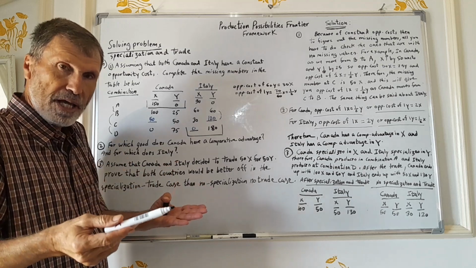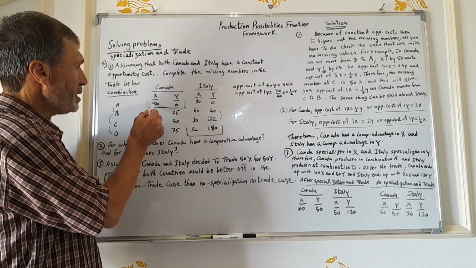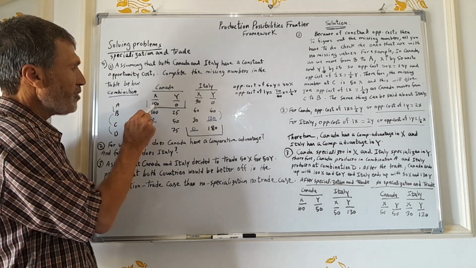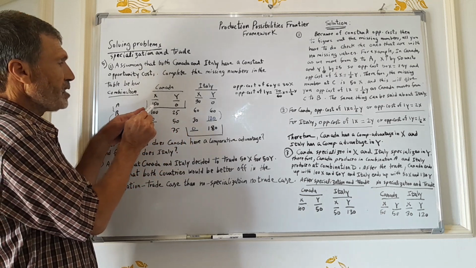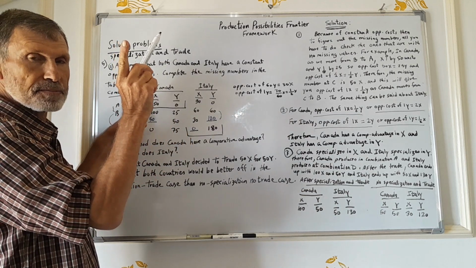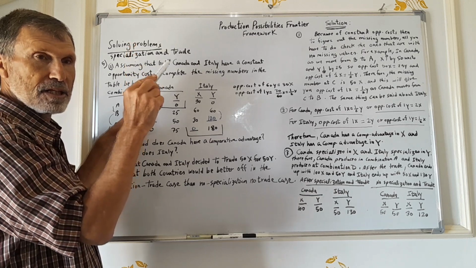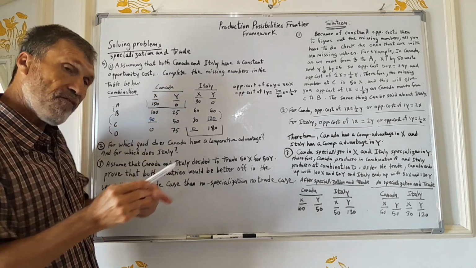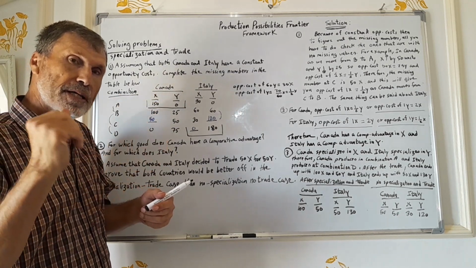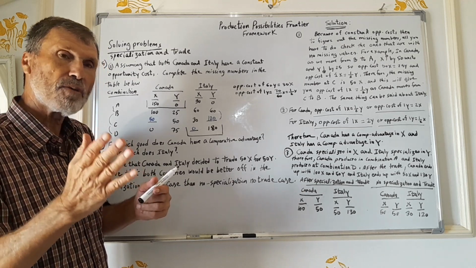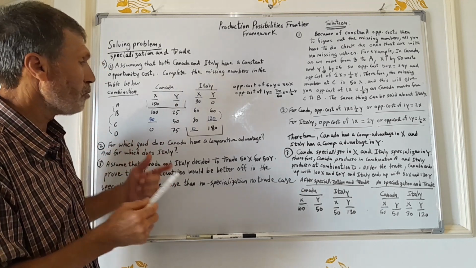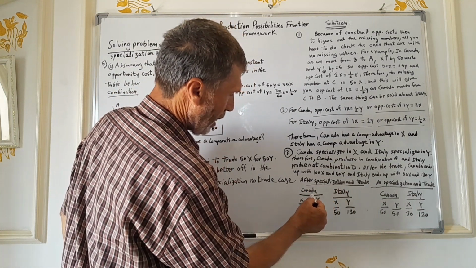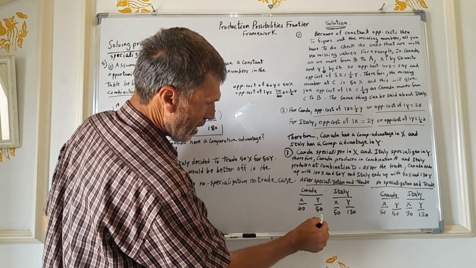Now, after the trade, what happens? Canada gives 50x and gets 50y. When Canada gives 50 units of X to Italy, it will end up with 100 units of X. Okay? And it will receive from Italy 50 Y. So after specialization and trade, the shape of its data will be like this. This is after specialization and trade. Canada will get 100 X and 50 Y.